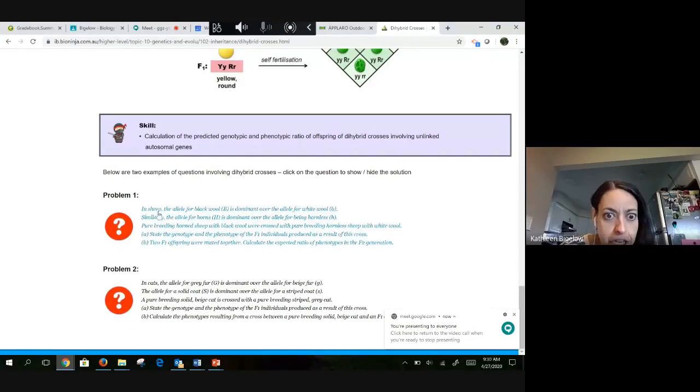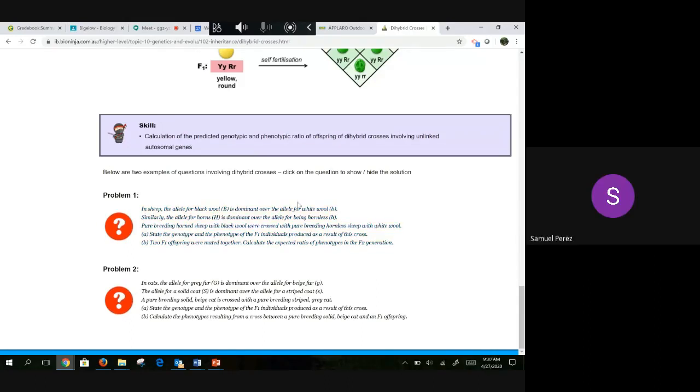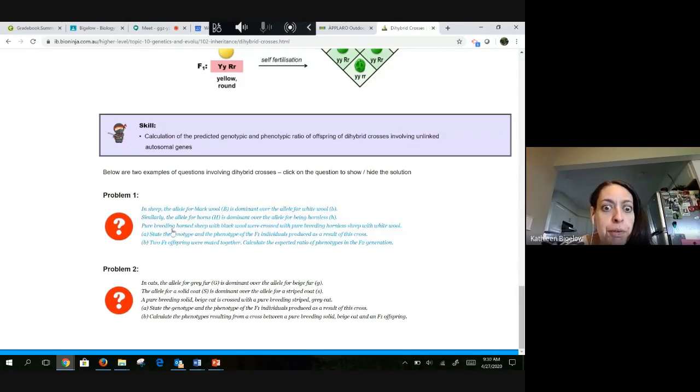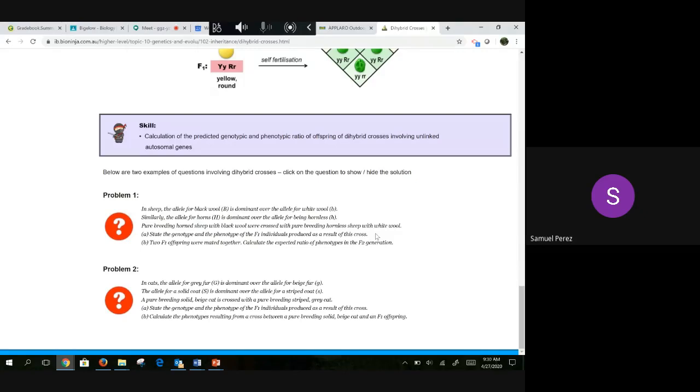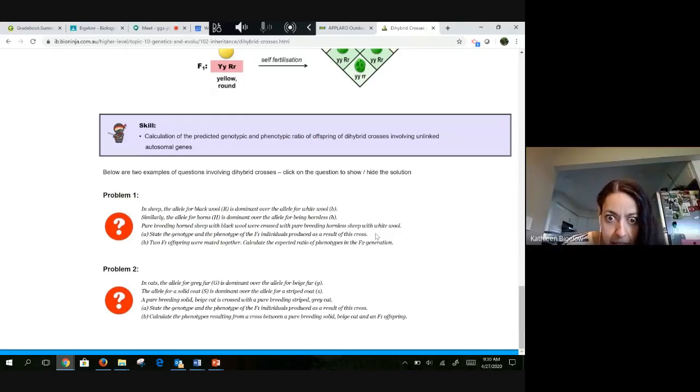Okay, in sheep, the allele for black wool, which is big B, is dominant over white wool, little b. Horns is dominant over hornless, so big H, little h. Pure breeding horned sheep with black wool. So if you have a purebred horned black sheep, what is its genotype? Capital H, capital H. That is correct.